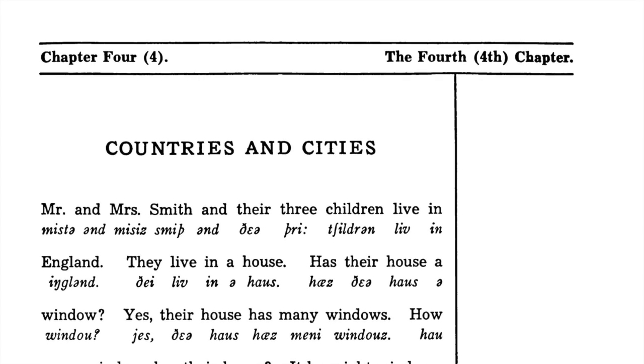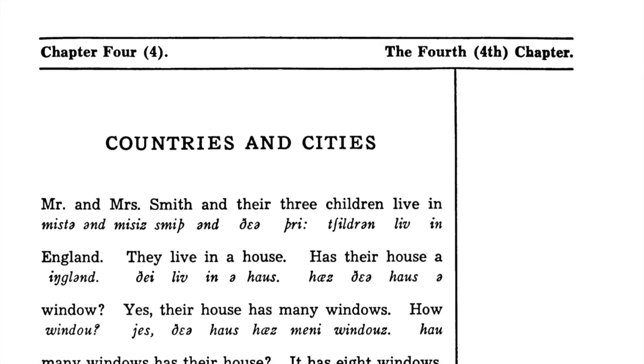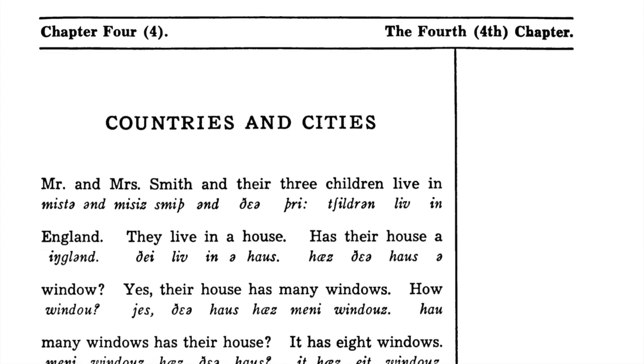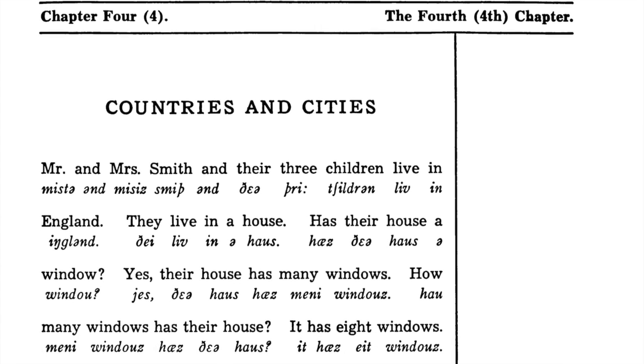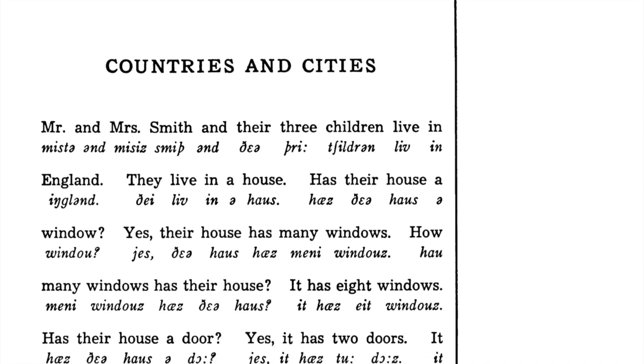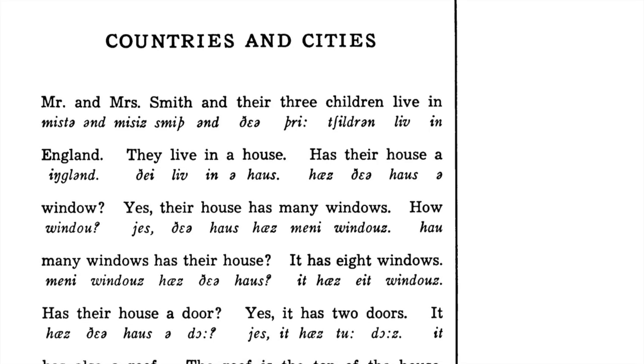Chapter 4, Countries and Cities. Mr. and Mrs. Smith and their 3 children live in England. They live in a house. Has their house a window? Yes, their house has many windows.